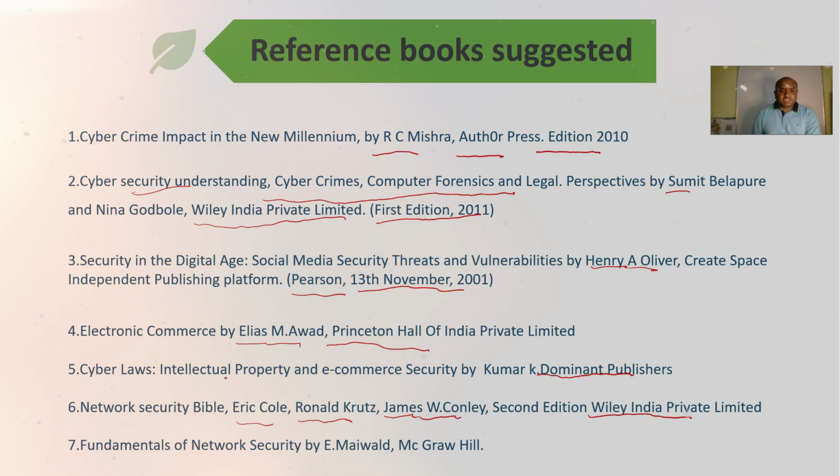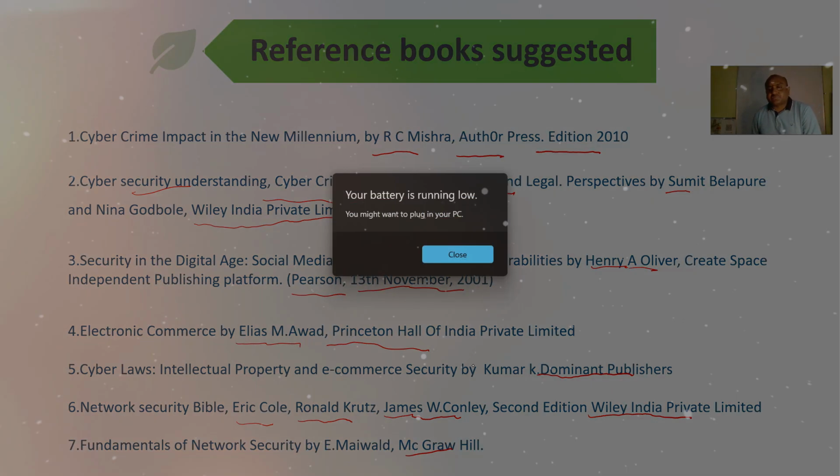The seventh and last textbook is Fundamentals of Network Security by E. Maiwald. If I pronounce this author's name wrongly, I am sorry, because we don't know exactly the pronunciation. Earlier also I made a mistake with the name Sunit Belapure. We Indians don't know how to pronounce foreign authors' names. If someone from another country is watching this video, kindly excuse me for the pronunciation. The seventh textbook is Fundamentals of Network Security by E. Maiwald, McGraw-Hill. Again, the edition is not mentioned here.